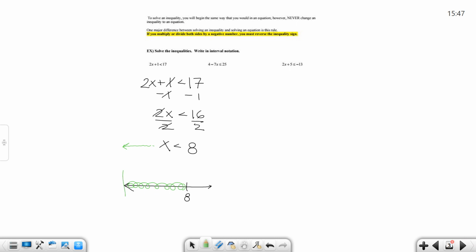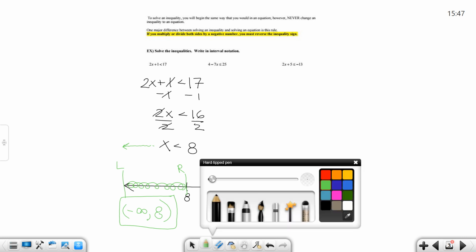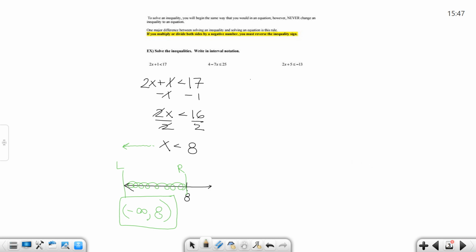Now remember, I told you to always write it from left to right. So writing this one out, you would go from negative infinity to 8, and 8 has parentheses, and that's what your answer would look like. Clean it up just a little.